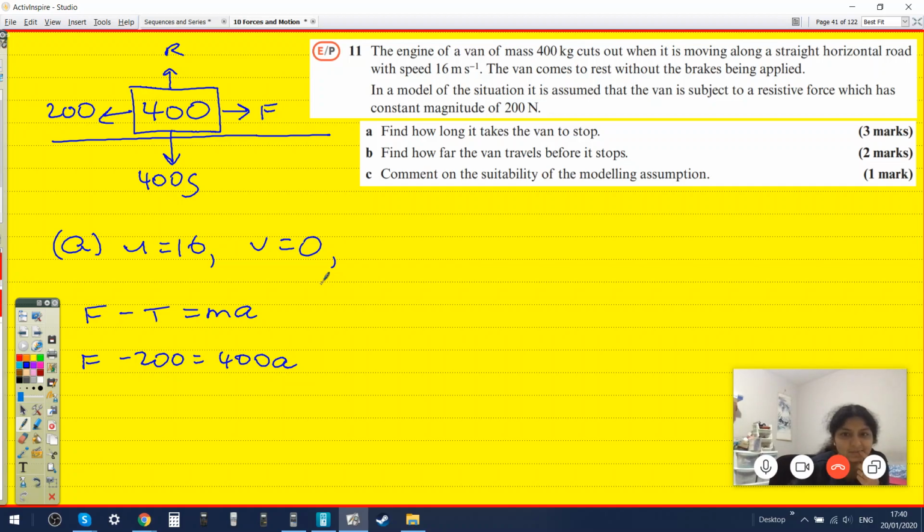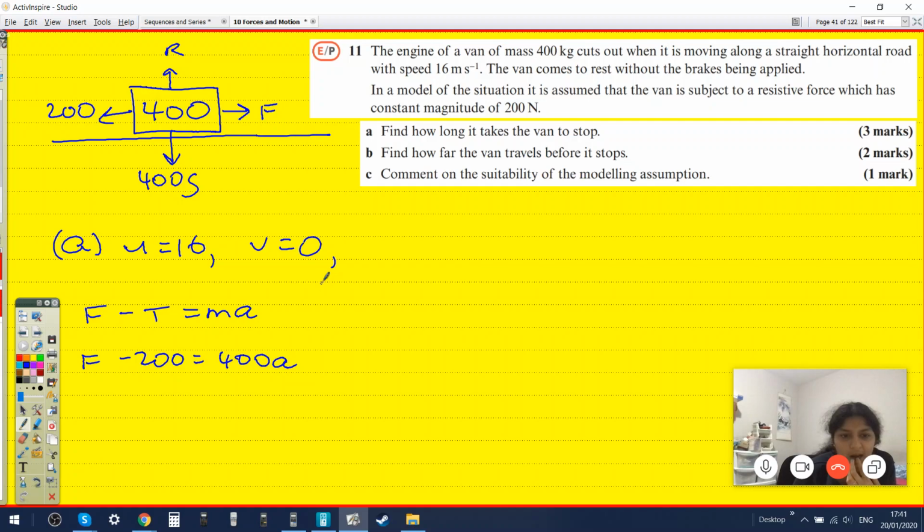You love making me think. Let's see. So it's 400 kilos, cuts out when it's moving along a straight horizontal road. U is 16, V must be 0. S, we don't know. T, we don't know. A, we don't know. Well, part A tells us to find T first. Because then the next one is find S. Find T, find S. So therefore, there must be some way of knowing A.